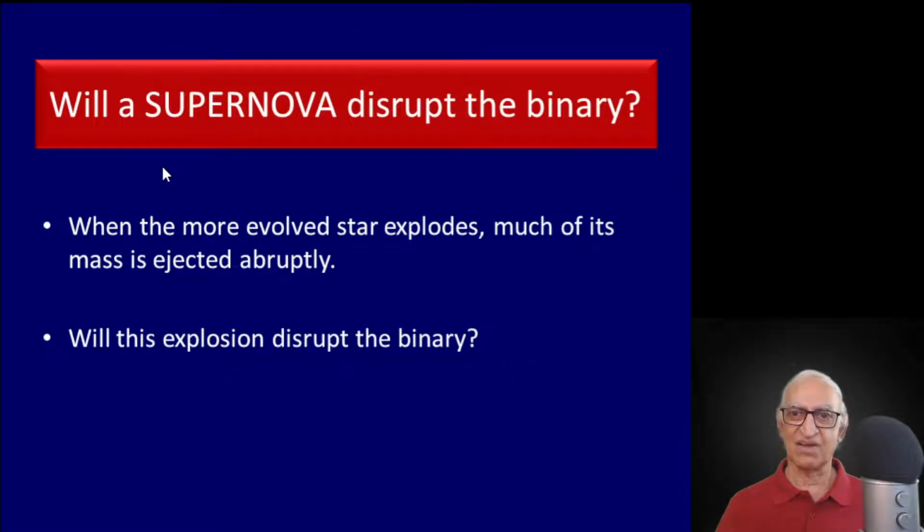Now, when the more evolved star explodes, 8.5 solar mass, remember, all that is left of the 8.5 solar mass is 1.4 solar mass of neutron star. So 7.1 solar mass of material has been ejected with tremendous kinetic energy. The question is, will it disrupt the binary?